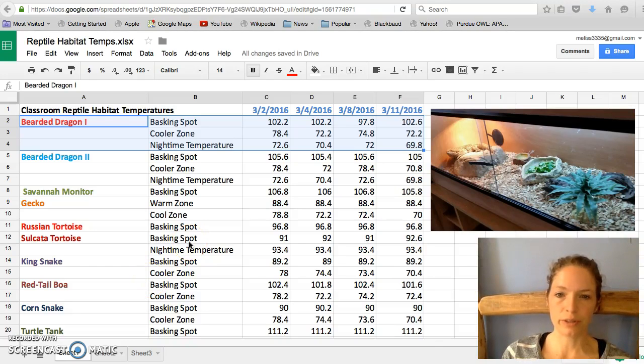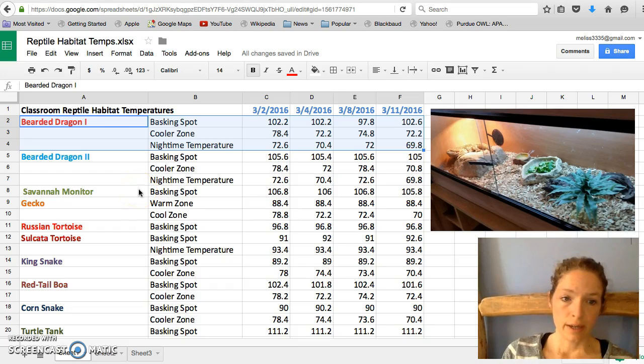I wanted to show you some of the data that I've been collecting in my wildlife classroom. I've been using my new data probe. It's a temperature probe. So what I am looking at are the temperatures in the classroom reptile habitats. As you can see on the spreadsheet here, these are all of the classroom reptiles, and I have quite a few, from bearded dragons all the way down to snakes and turtles.